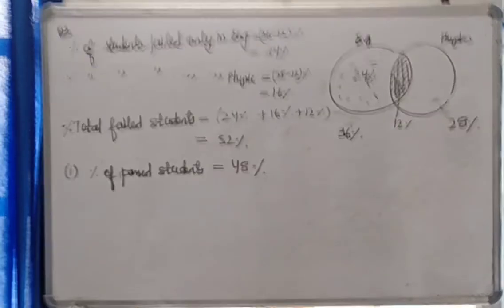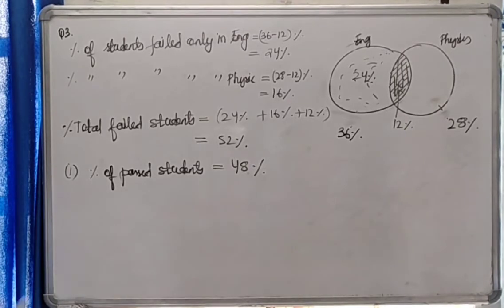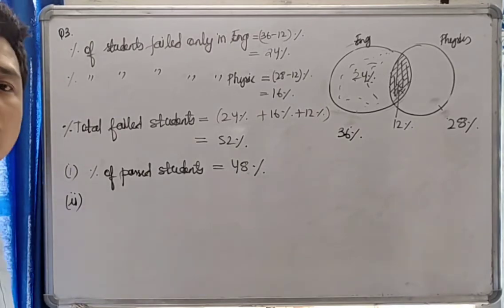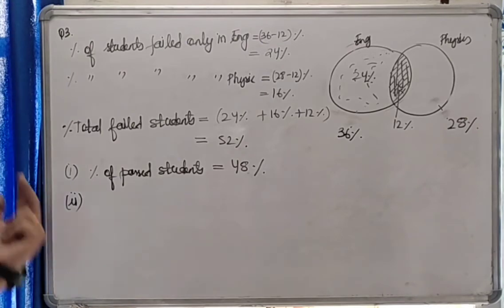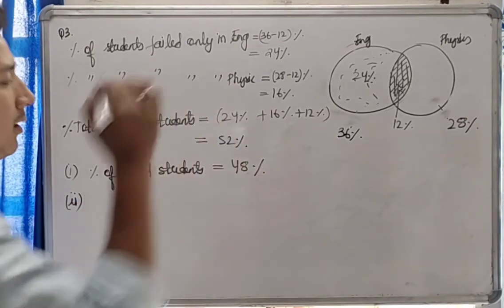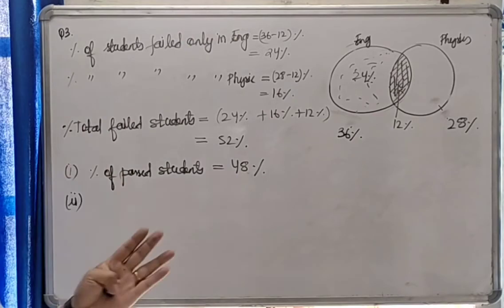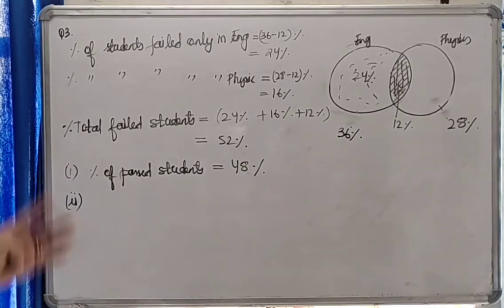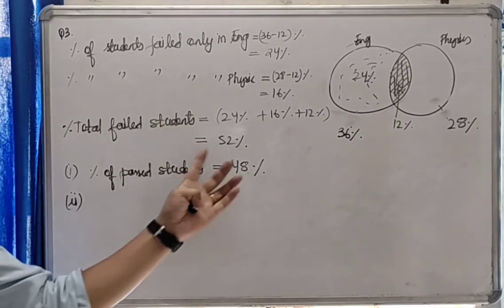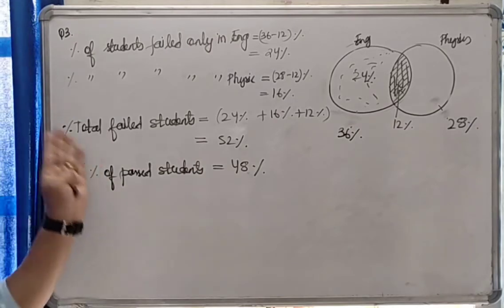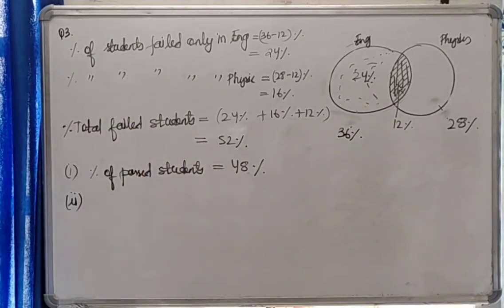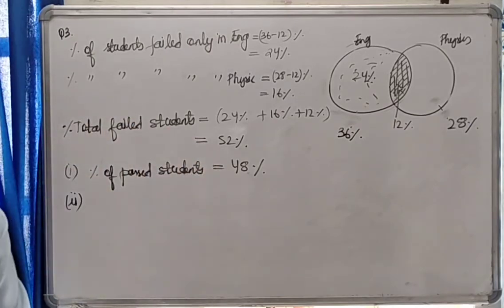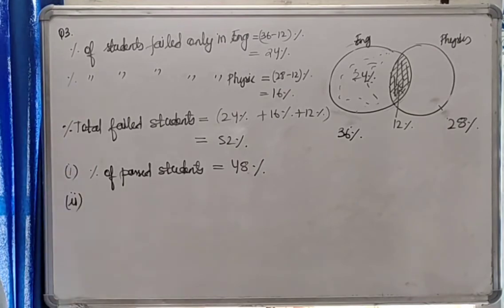All right, let's move to the second part of the question. The second part of the question says, find the total number of students if 208 students have failed. We don't know how many students have failed in total, we just know the percentage. 52% of total students have failed. The total percentage of failed students is 52%.